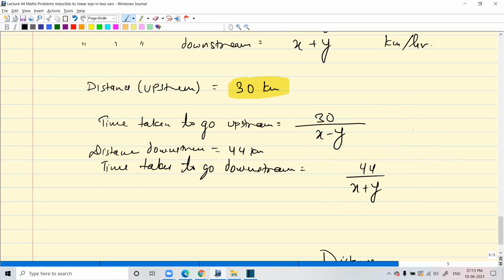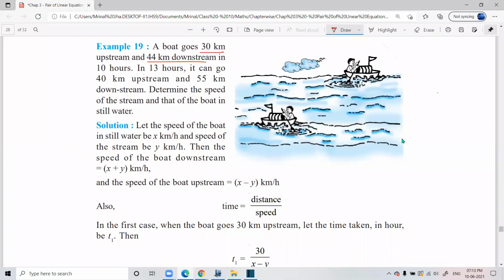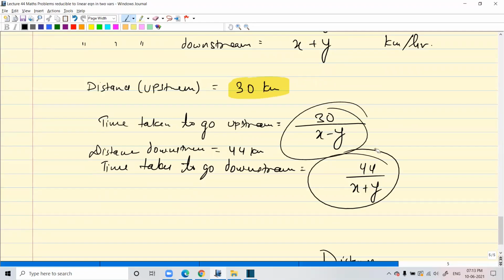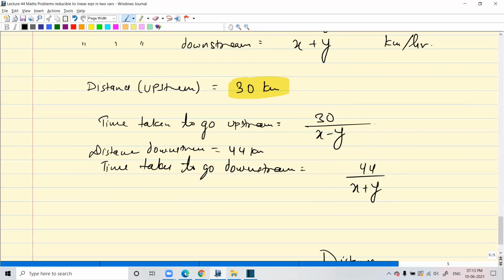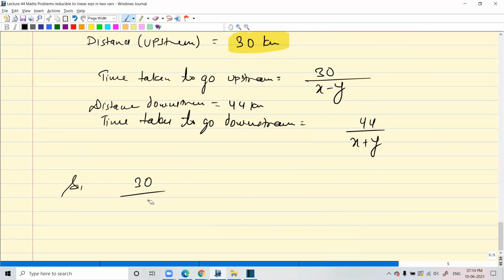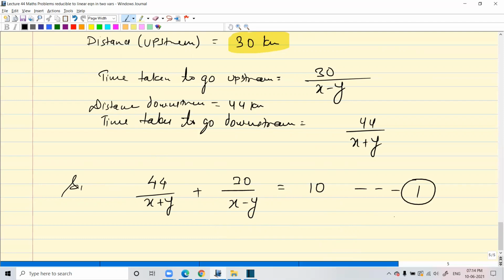But they have given you the total time, how much time it took to go up and down together. How much is that? 10 hours, right? So when I add these two times, it should be equal to 10. I should be able to write 44 by x plus y, that is the downstream time, and 30 by x minus y, this is the upstream time. Together, it should be equal to 10 hours.